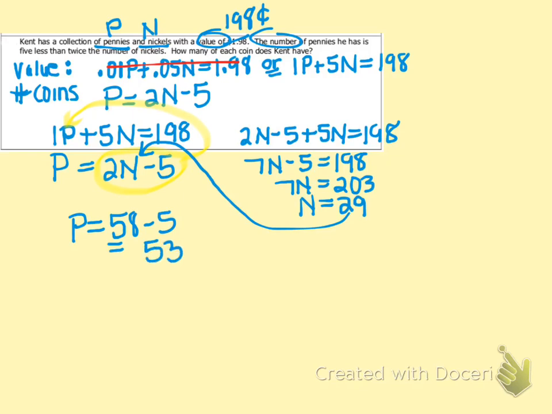So I have 53 pennies and 29 nickels, and just to double check, I'm going to put it in my calculator. If I had 1 cent times 58 pennies plus 5 cents times 29 nickels, oh, I did something that didn't turn out right. Not 58, sorry, 53 pennies. Then I got $1.98. So it checked when I substituted back in, and so I know that there are 29 nickels and 53 pennies.